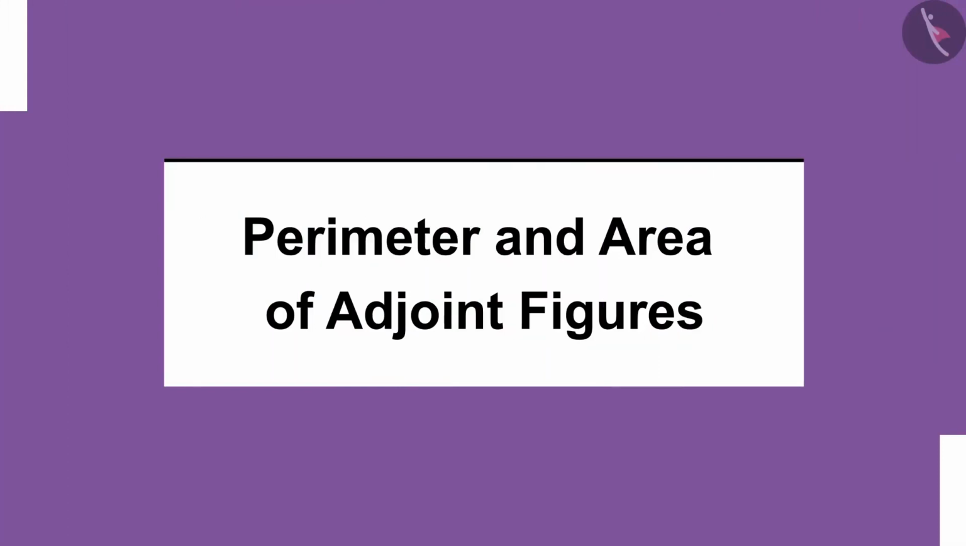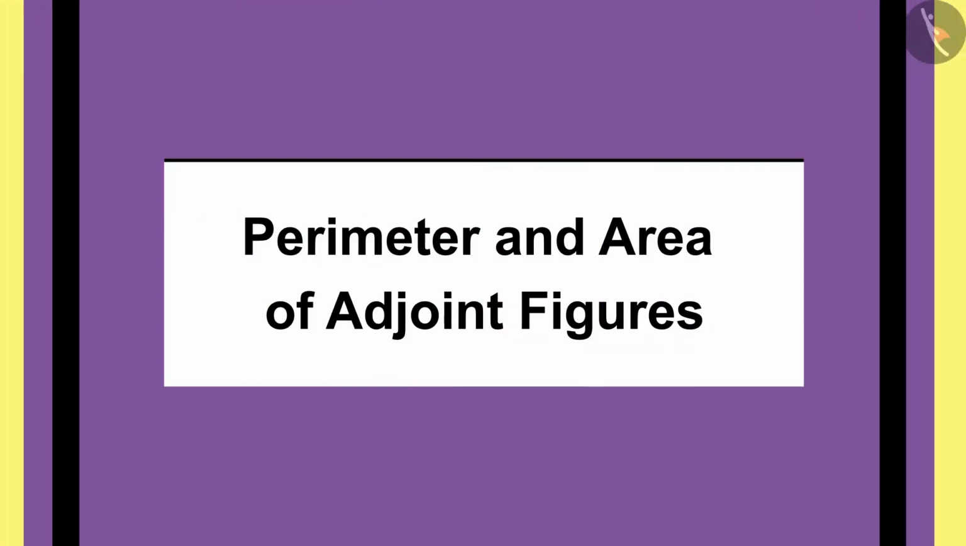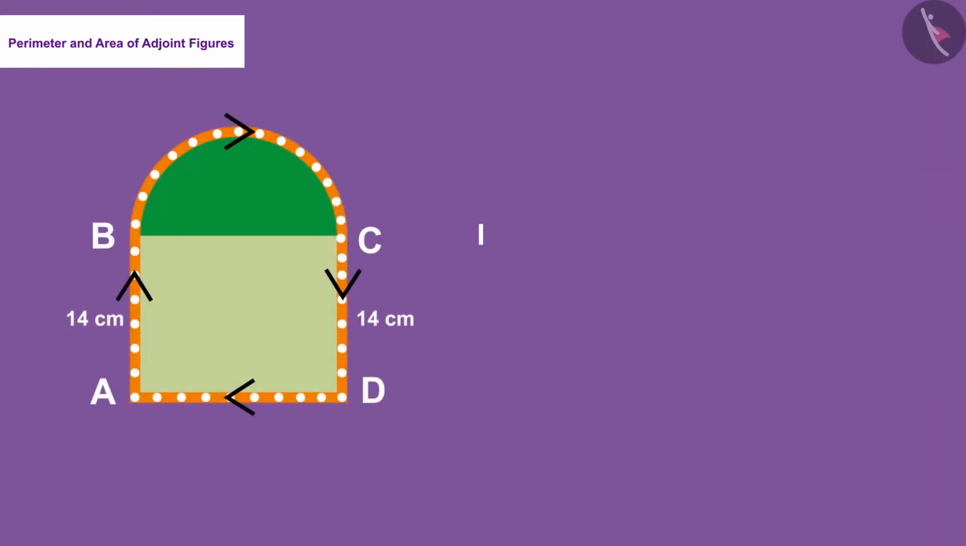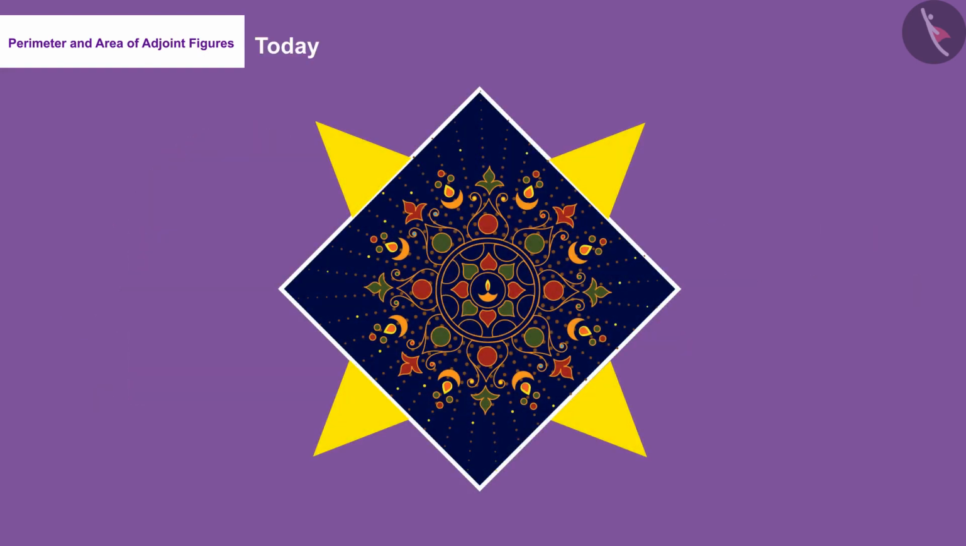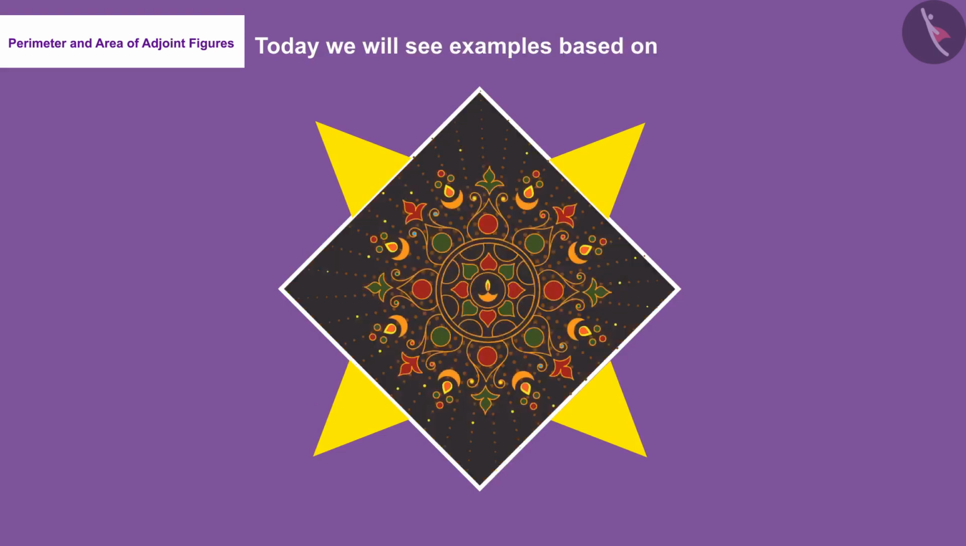Welcome all of you to this video. In the previous video, we learned how to find the perimeter and area of adjoint figures. Today we will see examples based on these.